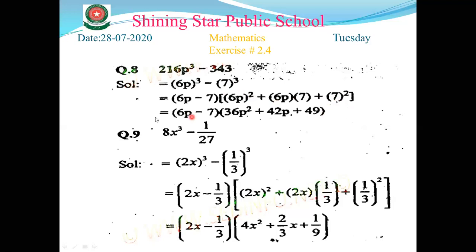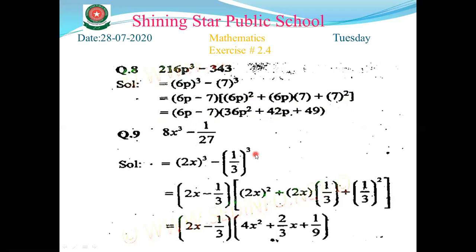Now (6p minus 7)(36p² plus 42p, 7 6s are 42, plus 7² which is 49). So simple. Now let's start question number 9.